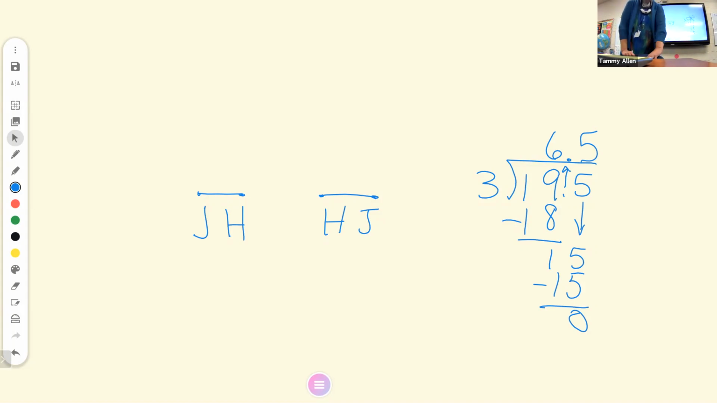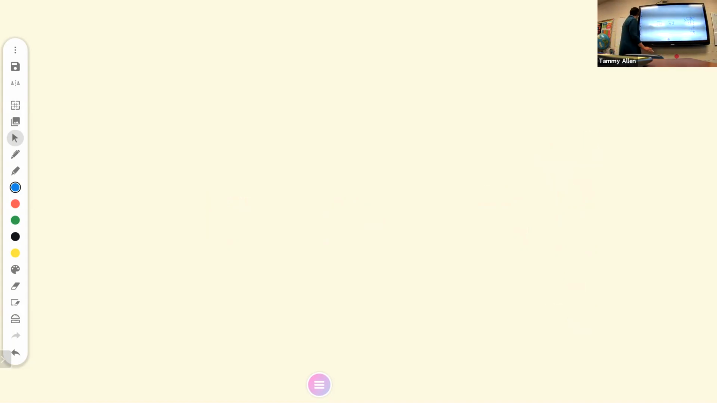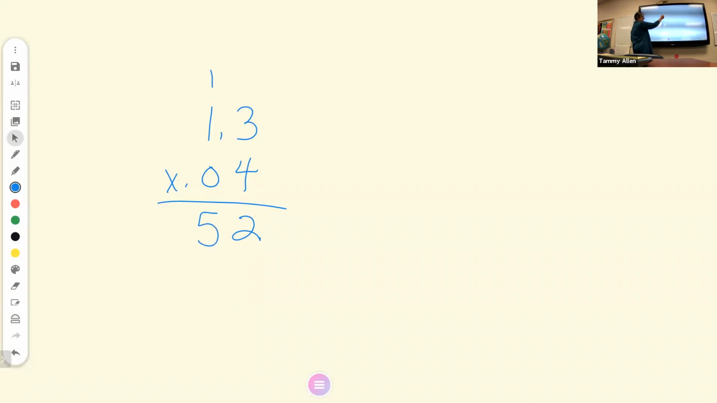1 and 3/10 multiplied by 400. 4 times 3? 4 times 1? Plus 1? How many numbers are to the right of the decimal point here? For a total of?